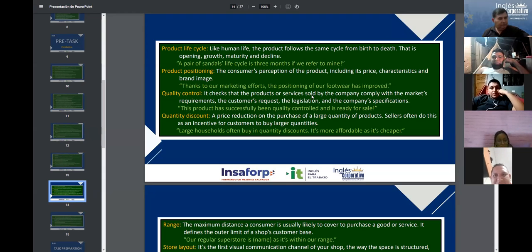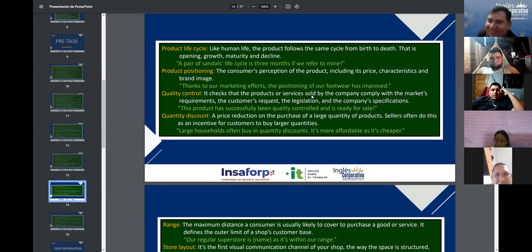Product life cycle. Like human life, the product follows the same cycle from birth to death: that is opening, growth, maturity, and decline. A part of standard life cycle is 3 months.